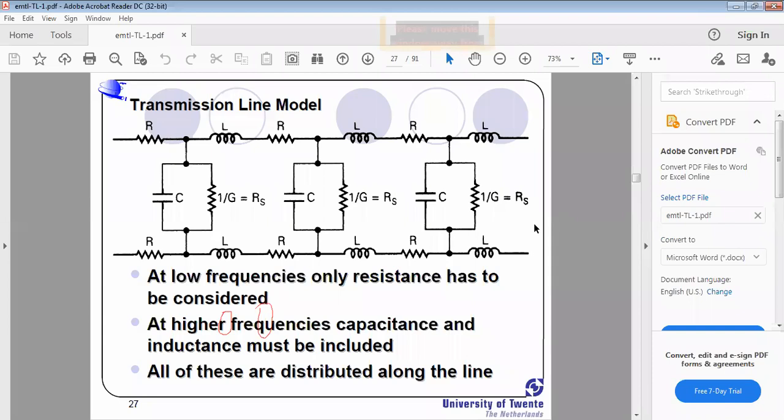See here, the transmission line model, the equivalent circuit of R, L, G, C. They consider it for a unit distance, but in practice they consider it as one segment. You already know what is meant by one segment here. This is one segment, the part which contains all the primary constants R, L, G, C. At low frequencies only resistance has to be considered. At higher frequencies capacitance and inductances must be included. All of these are distributed along the line, which is why they are called primary constants.